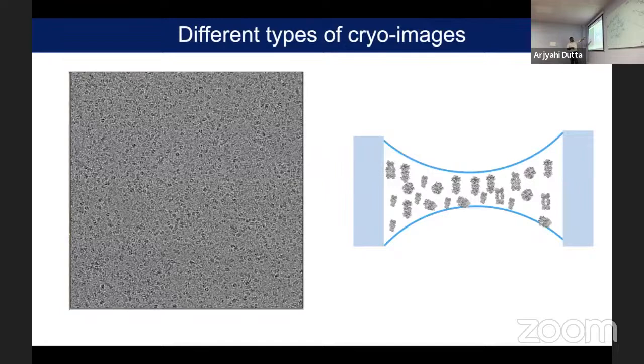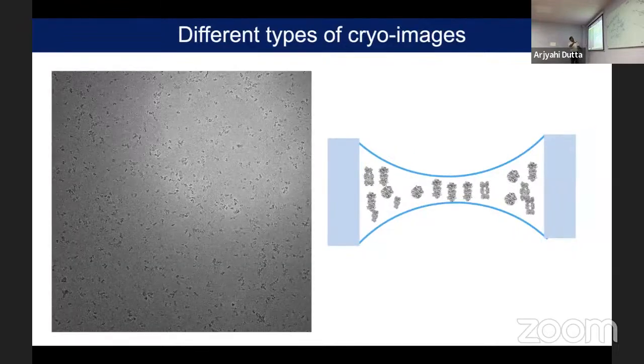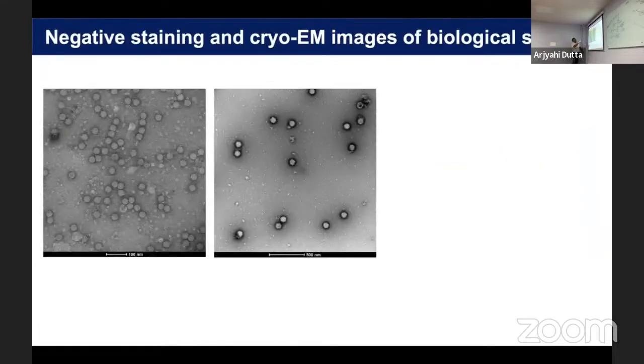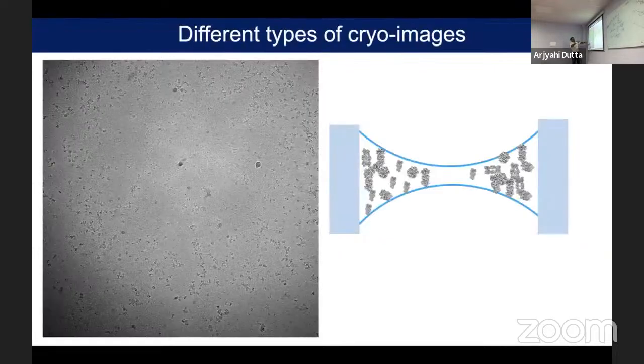So now if your ice thickness is changing, you can see that when there is very thin ice, the particles will go away from the center area. So exactly that is happening. It is pushing all the particles towards the edge, and the center part is completely empty.